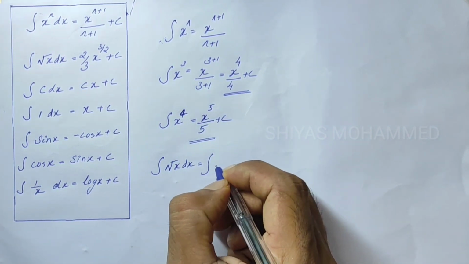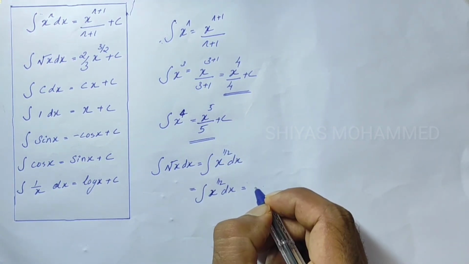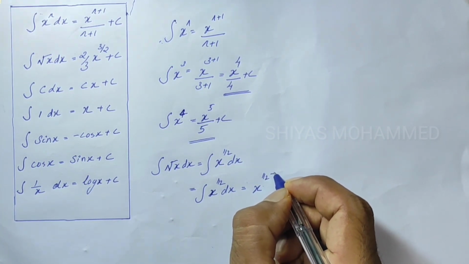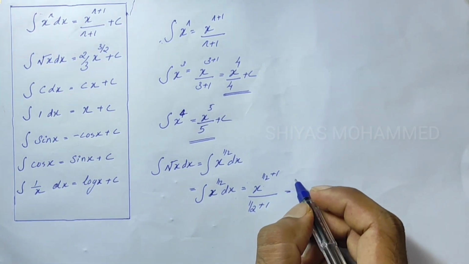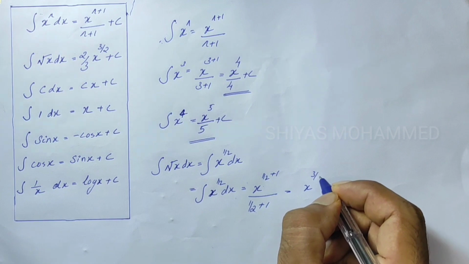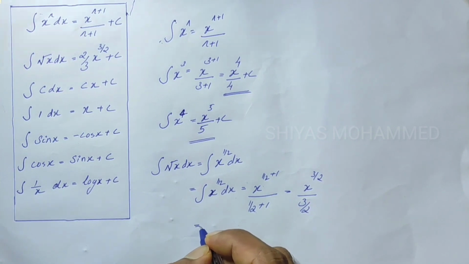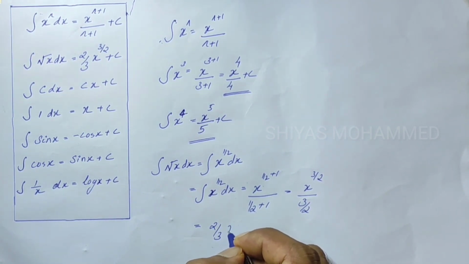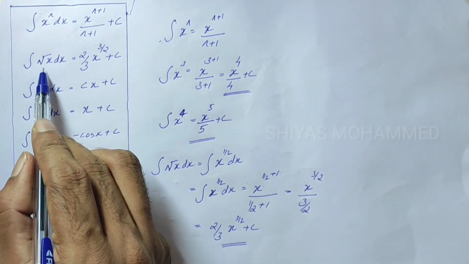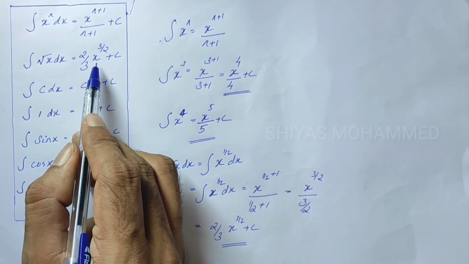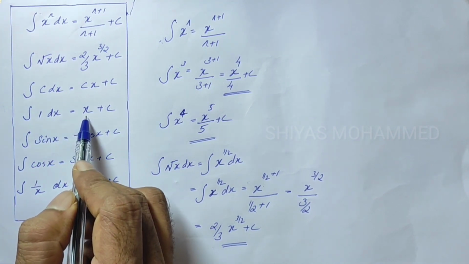Now integral root x dx. We know that root x we can write as x to the power 1 by 2, which is equal to x to the power 1 by 2 plus 1 divided by 1 by 2 plus 1. 1 by 2 plus 1 is 3 by 2. So x to the power 3 by 2 divided by 3 by 2. So this 2 will go to the numerator. So the final answer is 2 by 3 x to the power 3 by 2 plus c. So that's why here we are getting integral root x dx is equal to 2 by 3 x to the power 3 by 2.